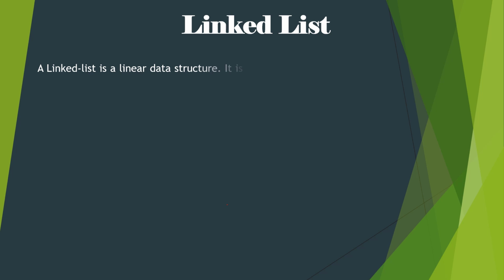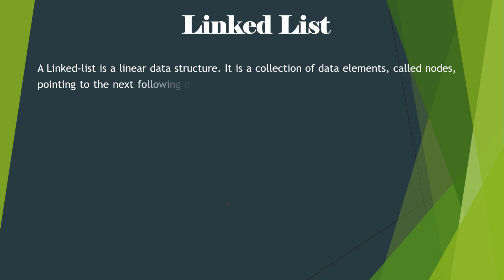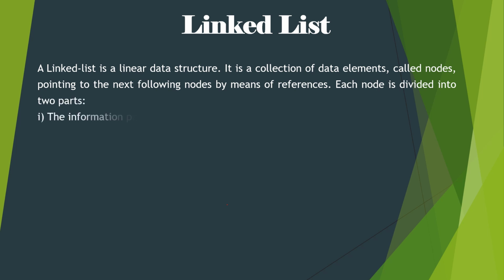Hello students. Today we'll discuss one of the most important data structures, that is linked list. A linked list is a linear data structure. It is a collection of data elements called nodes, pointing to the next following nodes by means of references. Each node is divided into two parts, the information part and the link containing the address of the next node.